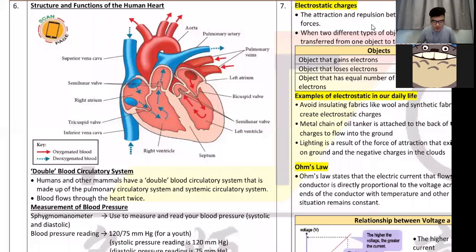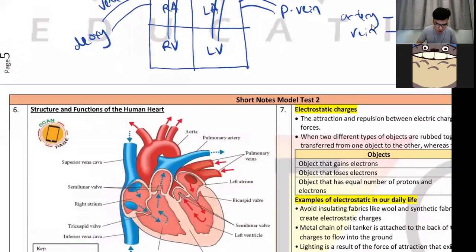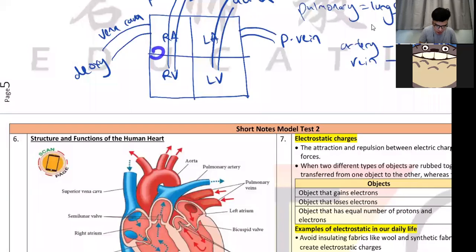Of course, you have your valves. I didn't draw my valves. You have your tricuspid valve here, bicuspid valve here. You have your semilunar valve here. I mean, if you want, you can go and memorize them. But if you are really lazy to memorize the valves, then don't. You just memorize the function of the valve.